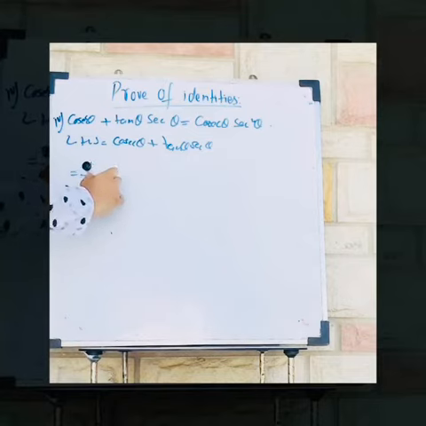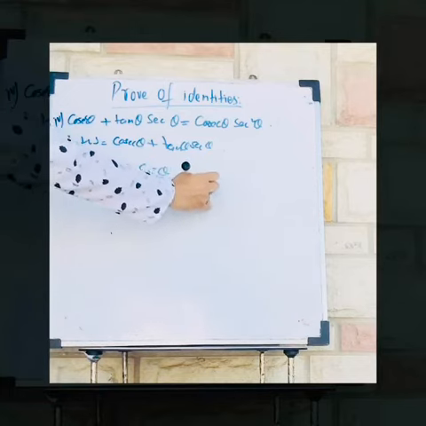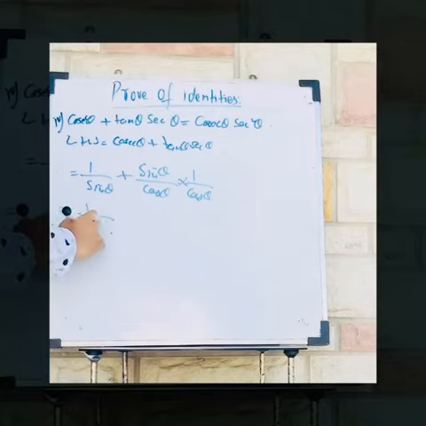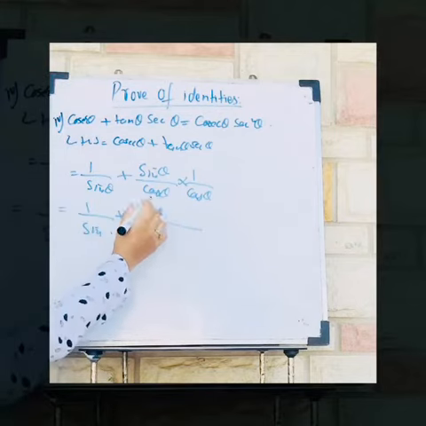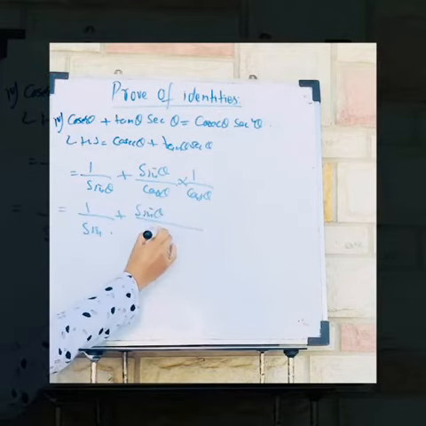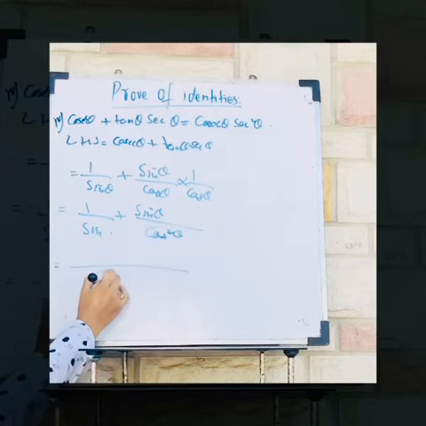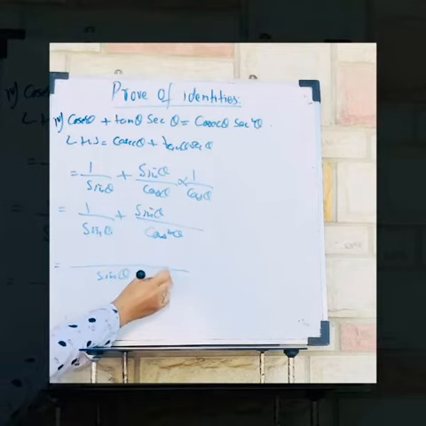1 divided by sine theta plus sine theta divided by cos theta, multiplied with 1 divided by cos theta. Let me simplify this equation. Sine theta divided by cos multiplied with cos square theta. Again, I have to take LCM. LCM is sine theta multiplied with cos square theta.